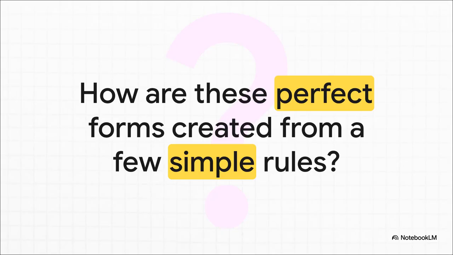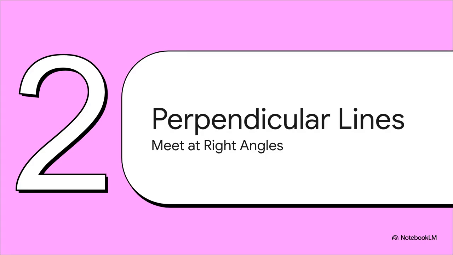And that really is the big question, isn't it? How does all of this incredible complexity come from just a handful of simple rules? So let's stop just looking at the finished product and start digging into the how. We're going to start with one of the most fundamental relationships in all of geometry. So our first big concept is perpendicular.